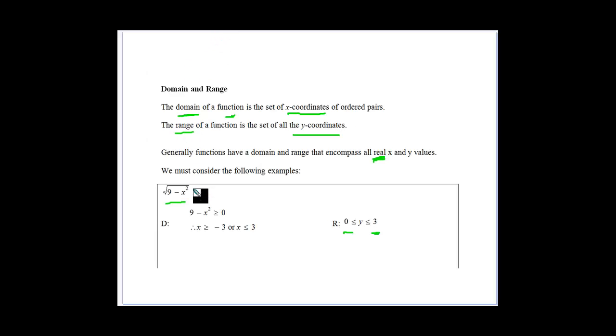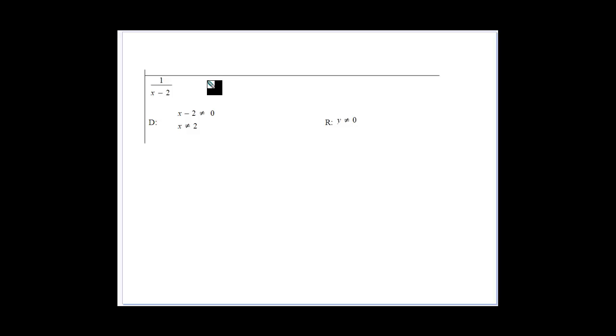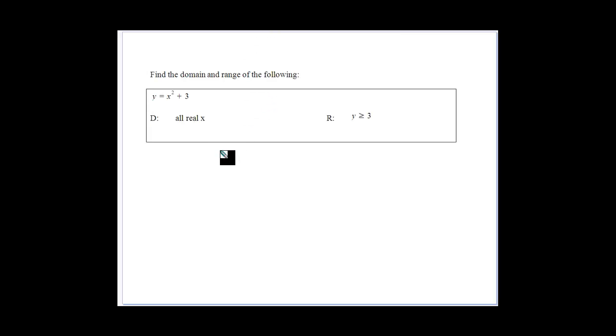The first one we had was taking the square root of it, and we get restrictions, and 1 over a function is going to give us a problem as well, because we can't divide by 0. So that's really the only major issues you're going to have for the domain.